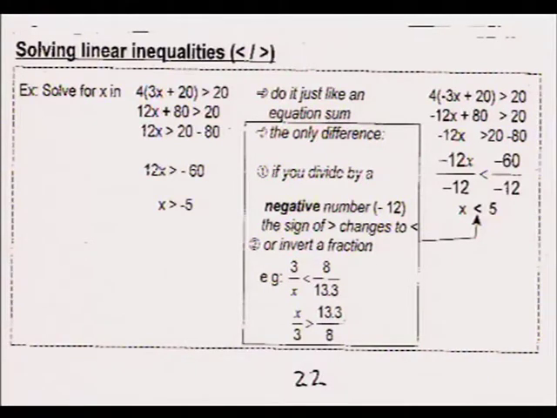When you solve linear inequalities, it can be less than or greater than. So if you have to solve for x in this linear inequality, you simplify and then x is greater than minus 5. There's another example, so you can have a look at the other example as well. Because if you divide by a negative number, in this case minus 12, the sign of greater than changes to smaller than, or invert a fraction.